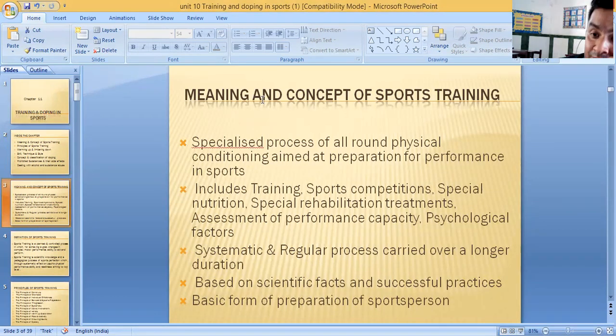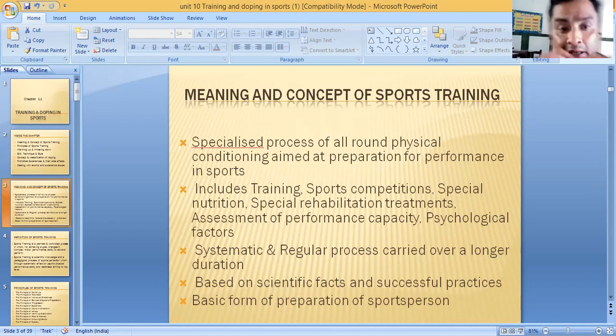So what is sports training? You can write: sports training is a systematic and scientific process for the preparation of a sports person and enhancing the sports performance. Are you writing? Right? Is it clear what sports training is?